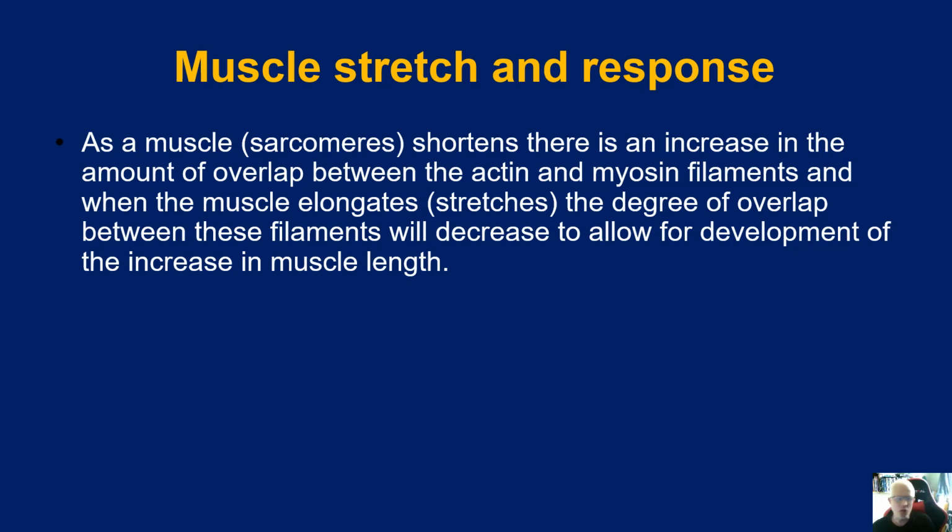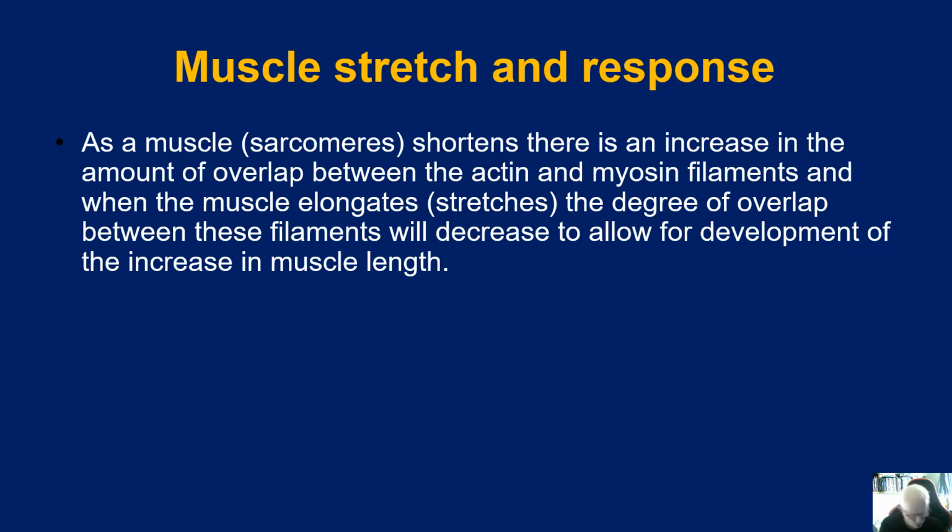And remember that you've got your sarcomeres both in series and in parallel. As the sarcomeres shorten, there is, not surprisingly, an increase in the amount of overlap between the actin and myosin filaments. They start to slide past each other. And when we get elongation, so that's the muscle under stretch, the degree of overlap between the actin and myosin starts to decrease. And that's how we get the changes in muscle length.